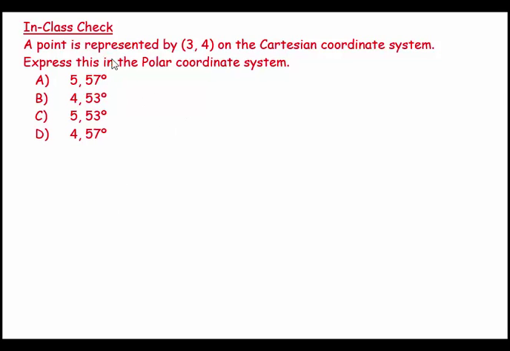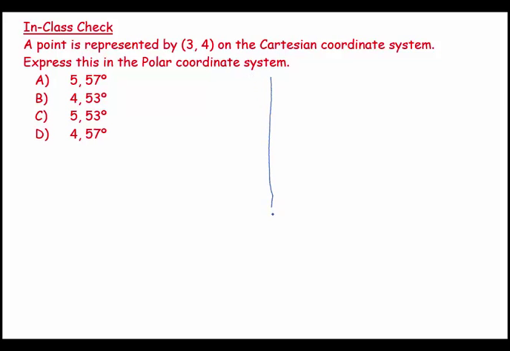Hi. So this question says a point is represented by 3, 4 in the Cartesian coordinate system. Express this in the polar coordinate system. So what we're going to do is a conversion from one coordinate system to another.